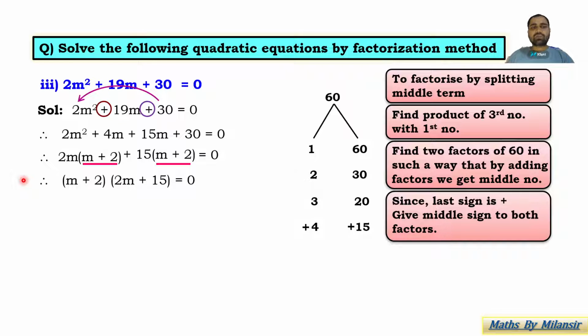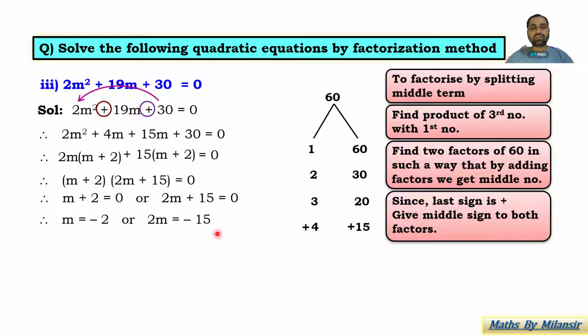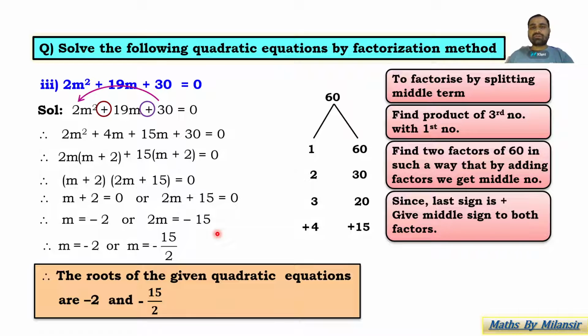Now we know that if the product of two numbers is 0, then one of them must be equal to 0. So either the first term is 0 or the second is 0. Either the first bracket, that is m plus 2 equal to 0, or 2m plus 15 equal to 0. So m equal to minus 2 or 2m equal to minus 15. Now this 2 goes to the denominator, so it is minus 15 by 2. So m equal to minus 2 or m equal to minus 15 by 2. So these are the roots of the given quadratic equation. So it is a very simple method to solve by the factorization method.